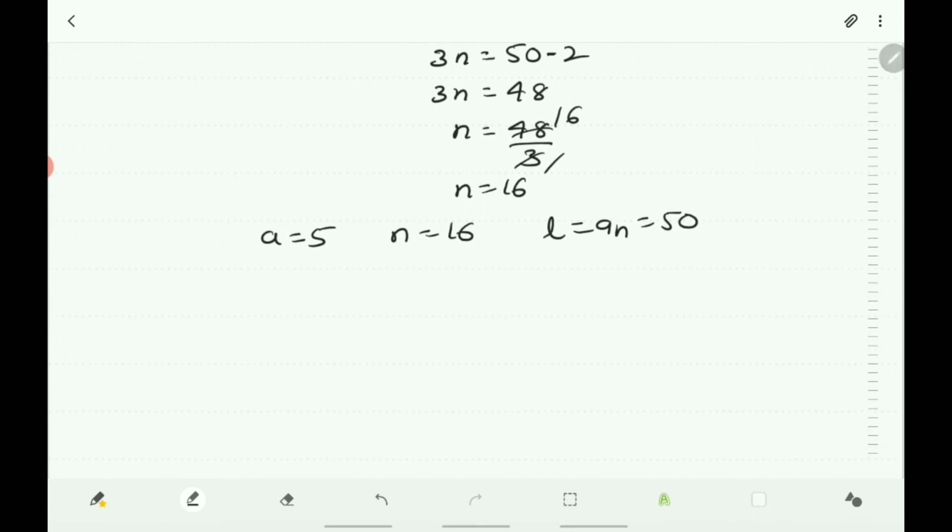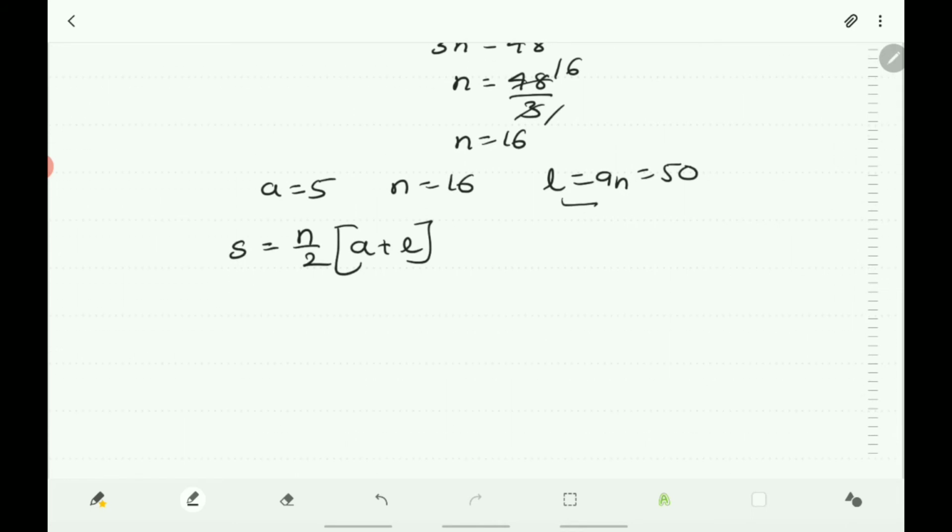Then write the formula for S. S is equal to n by 2 into a plus l. You can use the formula n by 2 into 2a plus n minus 1 into d. But here the last term is given, so it is better to use this formula. S is equal to n by 2 into a plus l.